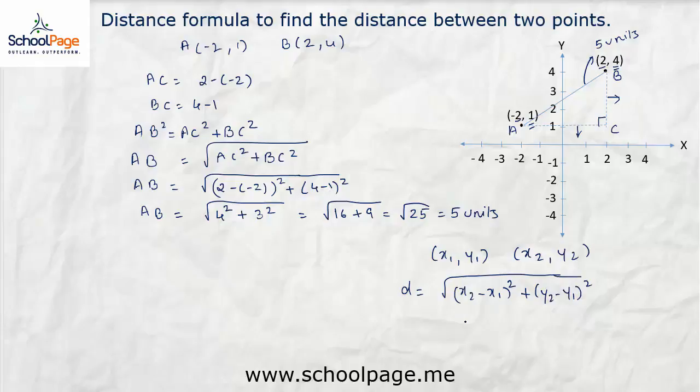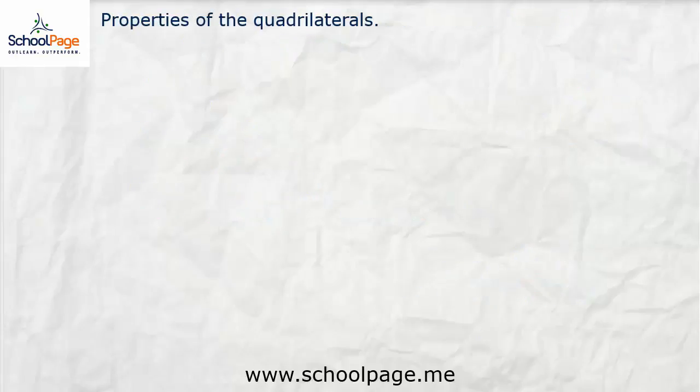We can take any one of the 2 points as x1, y1. The other point will be x2, y2. The distance will be the same as we are squaring the x and the y coordinates. Let us recall some of the properties of quadrilaterals, as we will use these properties to solve examples on finding the distance between 2 points.